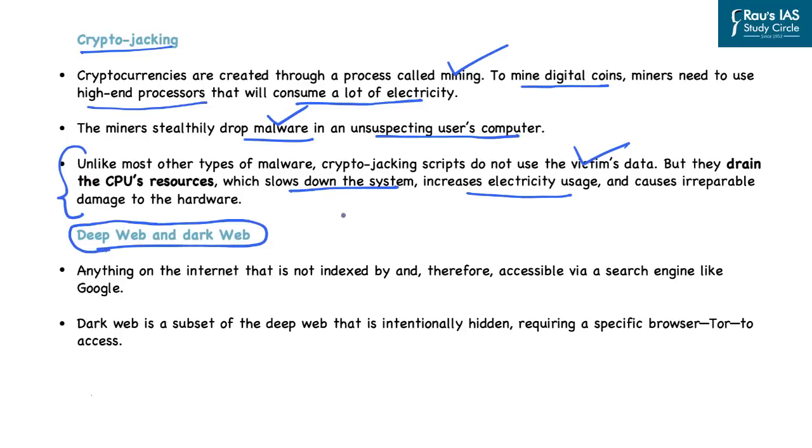And then we are aware that there is the deep web and dark web, which is also a tool used to carry out cyber attacks. Deep web or dark web simply refers to anything that exists on the internet. However, they are not accessible via search engines like Google. And this dark web is utilized by terrorist organizations, smugglers, as well as hackers.